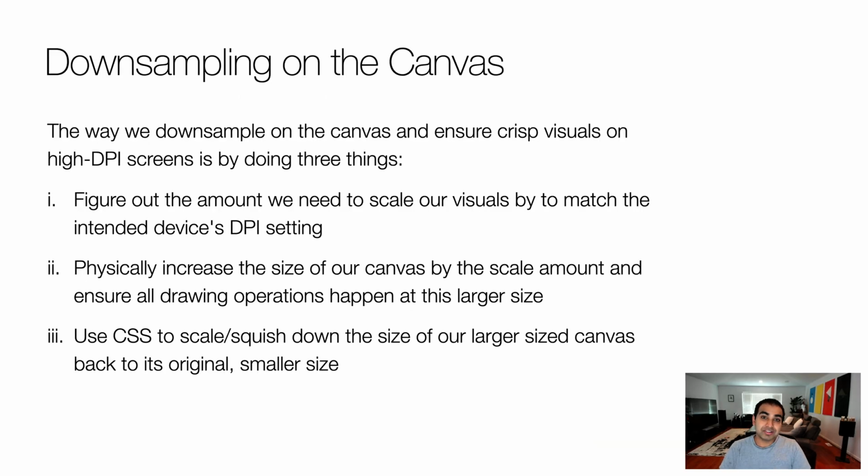So to focus on how we do that with the canvas, there are three steps you can break it down into. The first is to figure out by how much we want to scale our visuals to match the DPI setting, the scale factor. Once we have that value, the next step is to physically increase the size of our canvas by that scale amount and ensure all the drawing operations occur at this larger size. And then the last step, now that we have our much larger image, is to scale and squish it back down to its original smaller size so that we get the nice crisp image at the size we want without having to deal with something extremely large.